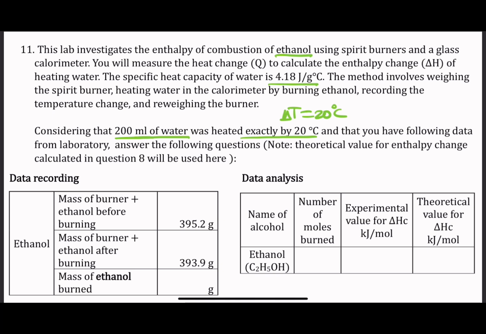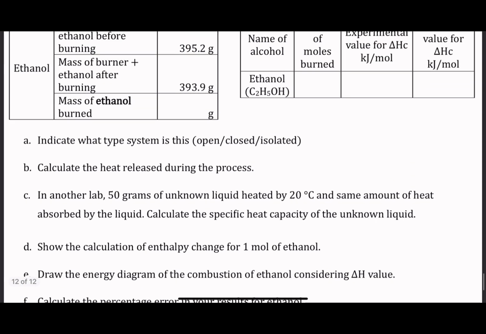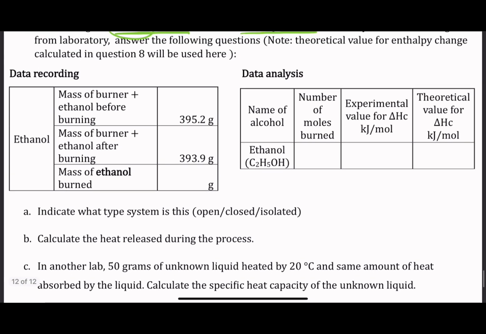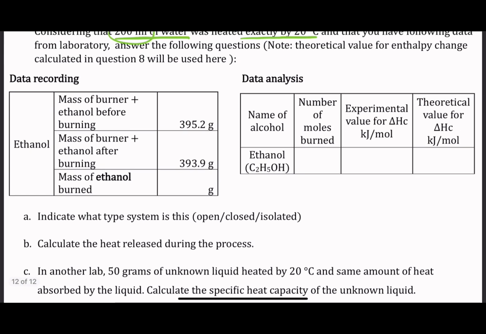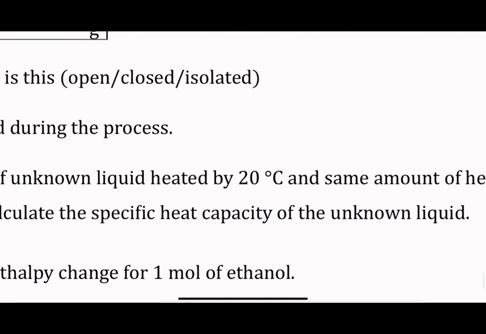200 milliliters of water, we know that the density of the water is 1 gram per milliliter. So the mass of the water is just the 200 grams, right? If you multiply this by that, you will get 200 grams. Now it says to indicate what type of system this is: open, closed, isolated. Calculate the heat released during the process. Now let me do the heat and I will answer the A.